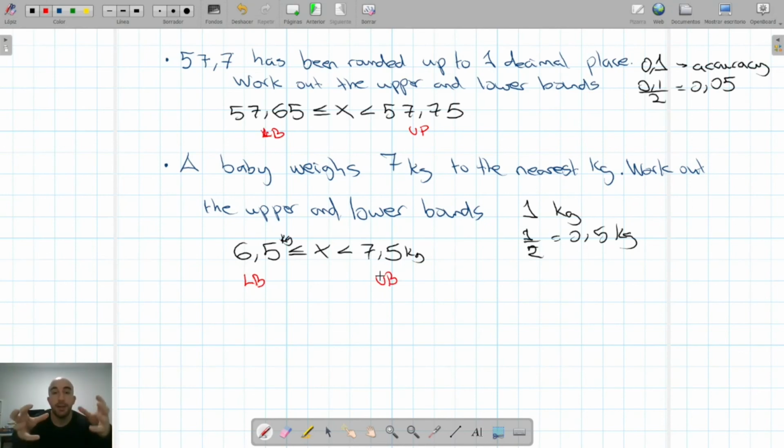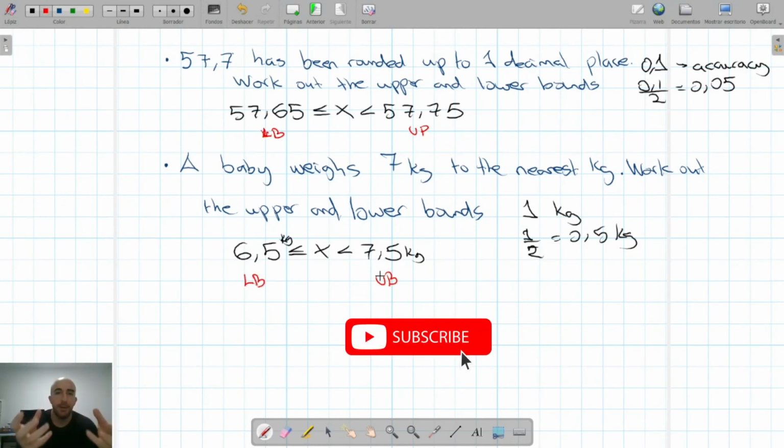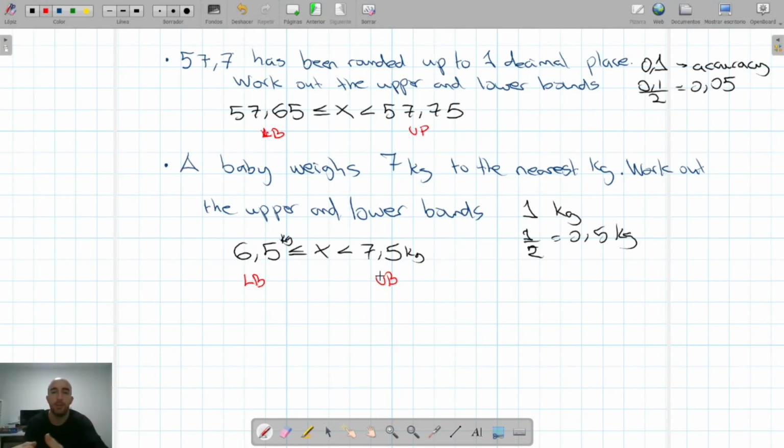Okay, so it's very easy. Understand that this is related to the accuracy of our instruments, that we can't measure perfectly. We need to know between which values our measurement would really be, and for that we take the accuracy divided by 2, subtract it from the measurement to find the lower bound, and add it to our measurement to find the upper bound. I hope it helps.